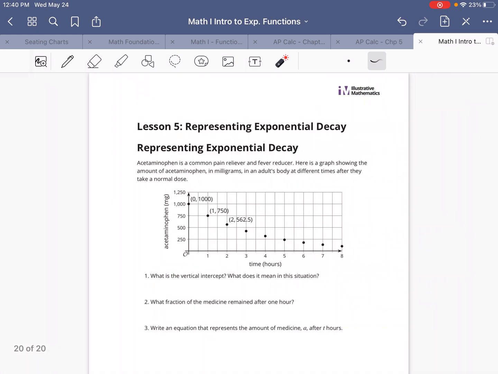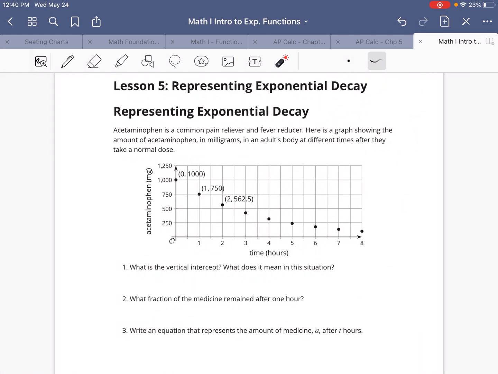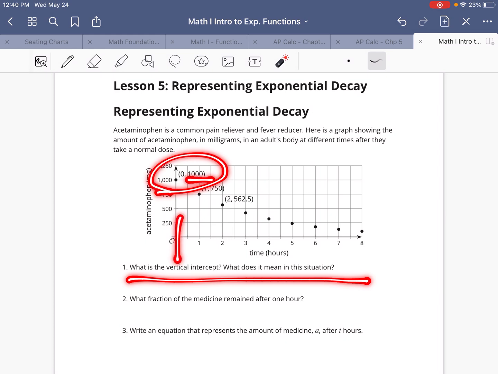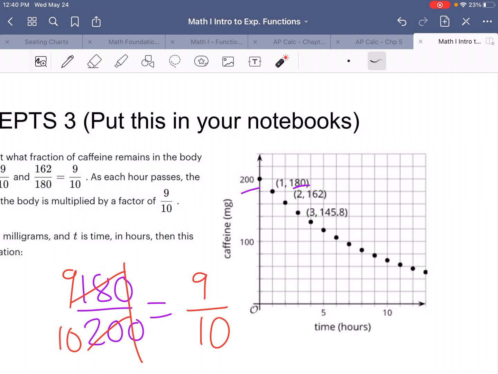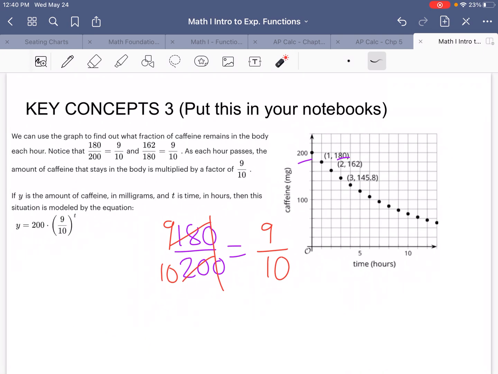Now, that brings us to the cool down, acetaminophen. What is the vertical intercept? What does it mean in this situation? 0 hours. How much? What is the fraction of the medicine? What fraction of the medicine remained after 1 hour? Well, how did we find what fraction of the caffeine remained after 1 hour?